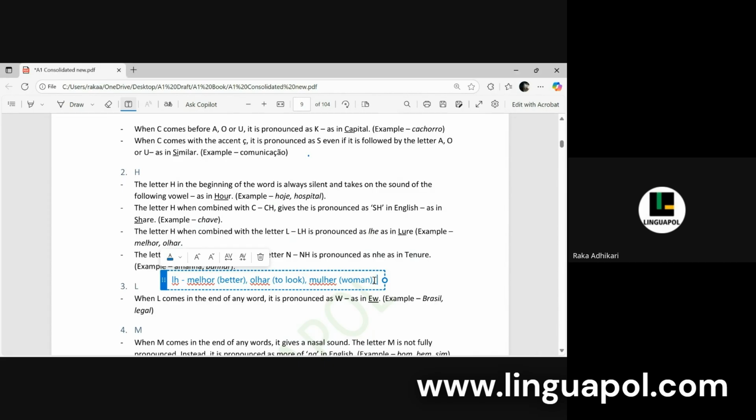Okay, let's take common words like trabalho. Trabalho is work, or you can say job. Basically work only, but we can use it for job also. Olho we already know. Olho means eye. Common examples like velho. Velho means old. So the sound of LH, in Hindi we will read it as half ल, half य. ल्य.